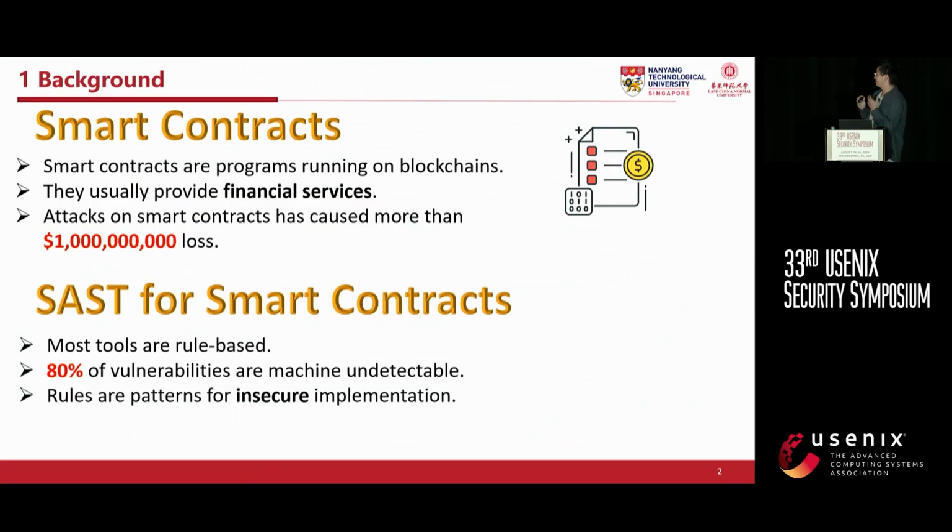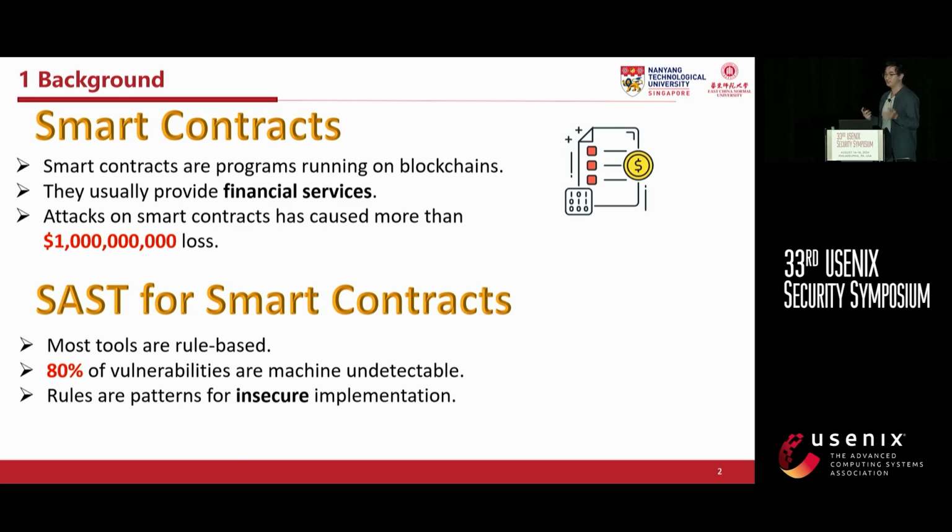Okay, let us first quickly go through some background knowledge. Smart contracts are simply programs running on the blockchains, and in most cases, they are providing financial services. So there are a lot of hackers focusing on the security of smart contracts because once an attack is successful, there is direct financial revenue. According to a recent study, the attacks on smart contracts have already cost more than $1 billion of financial loss.